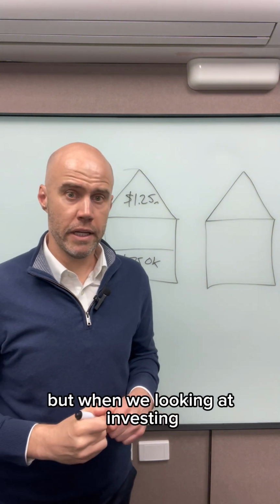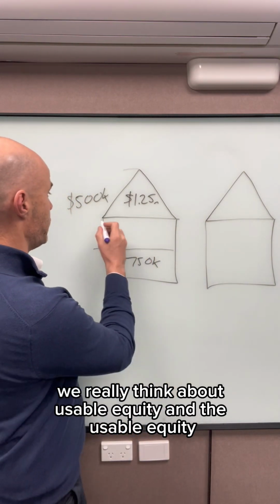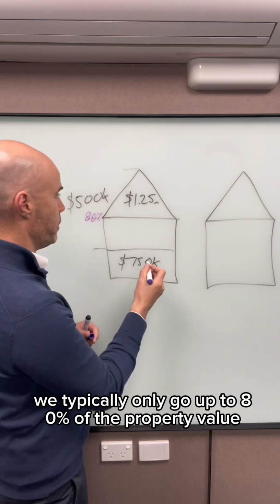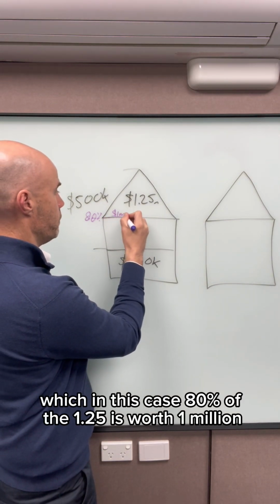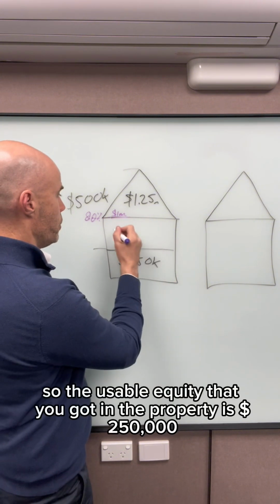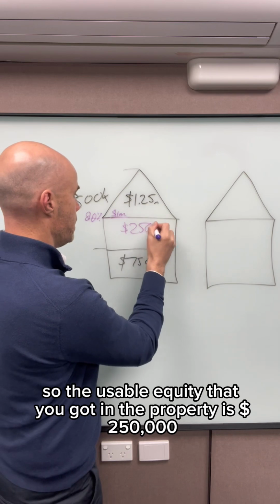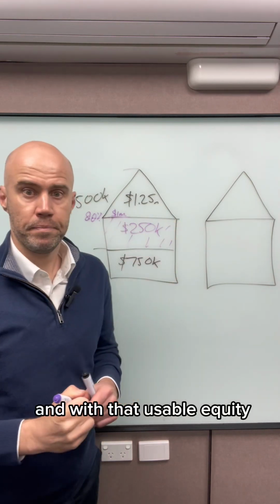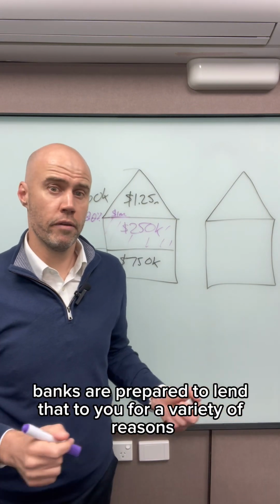But when we're looking at investing, we really think about usable equity. And the usable equity, we typically only go up to 80% of the property value, which in this case, 80% of 1.25 is worth 1 million. So the usable equity that you've got in the property is $250,000. And with that usable equity, banks are prepared to lend that to you for a variety of reasons.